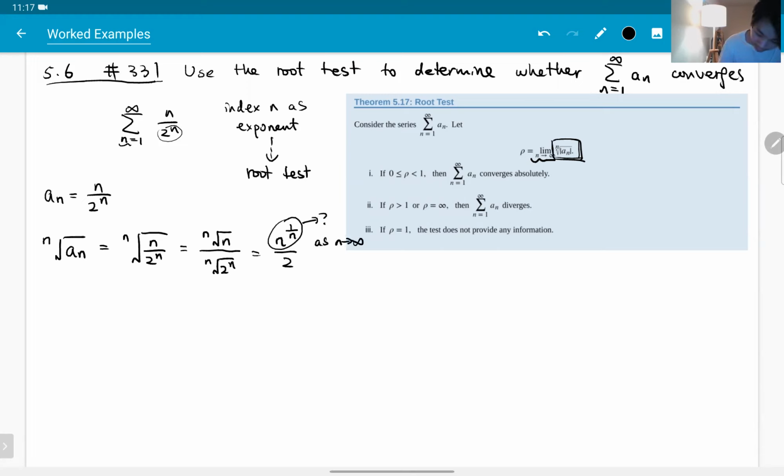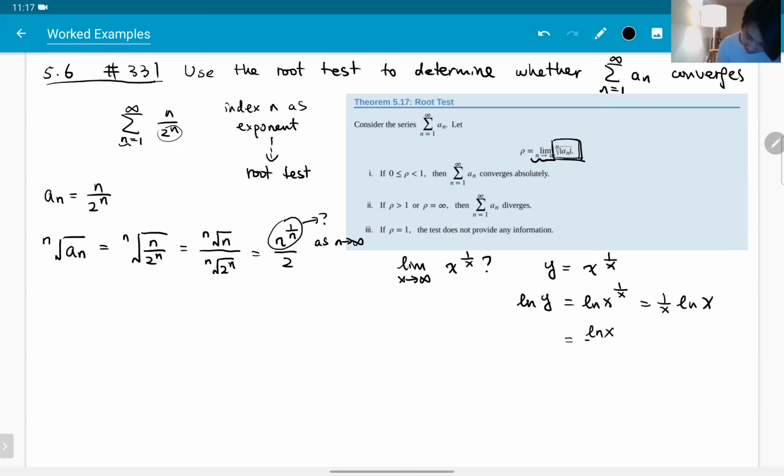Now let's do it right over here. What is the limit as x goes to infinity of x to the 1 over x? A typical way to do this is to set this equal to y, and then take the logarithm on both sides. Now, using the rule of logarithm, we can pull the exponent in front, and I just want to rewrite it as a fraction. So we get natural log of y is equal to natural log of x over x.